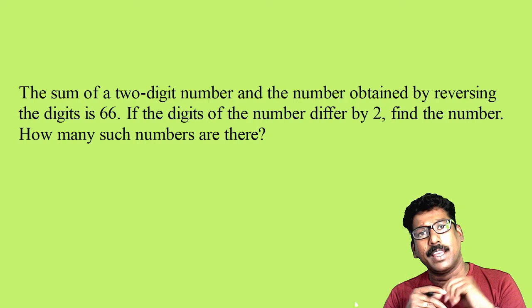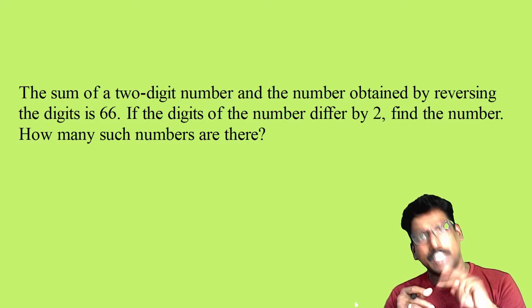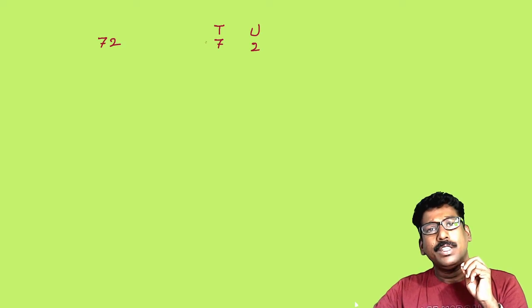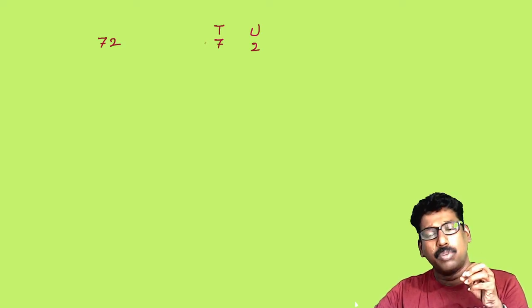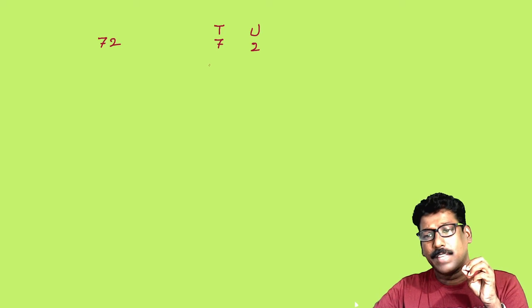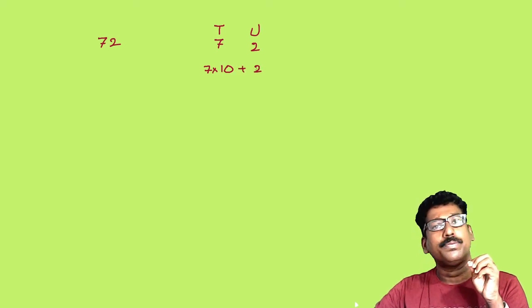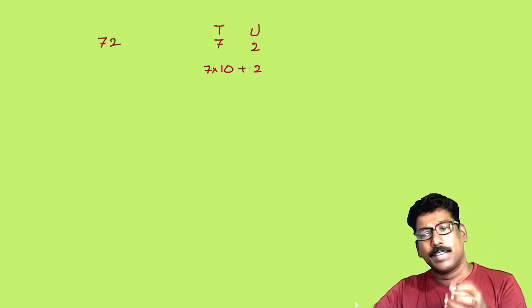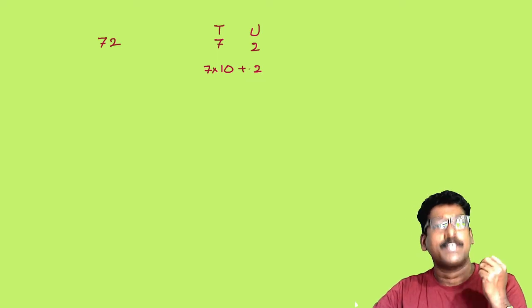Before discussing this question, let me take a two-digit number. Let the number be 72. You know, here the unit place digit is 2 and the tens place digit is 7. Then how do you write this number in expanded form? Since 7 is the tens place digit, you can write 7 into 10 plus 2. That is 7 into 10, 70, plus 2, that is 72.